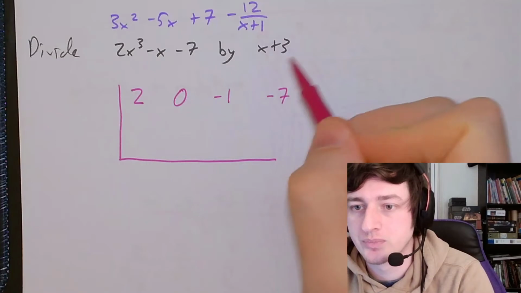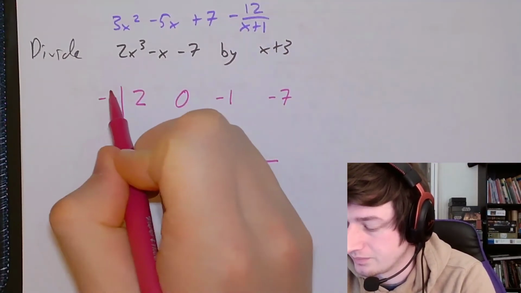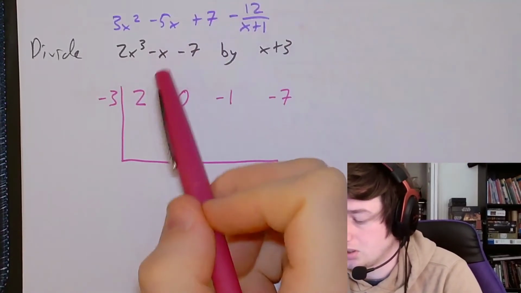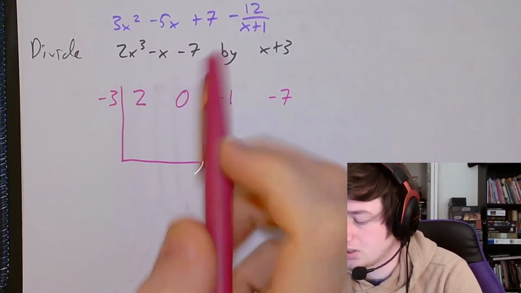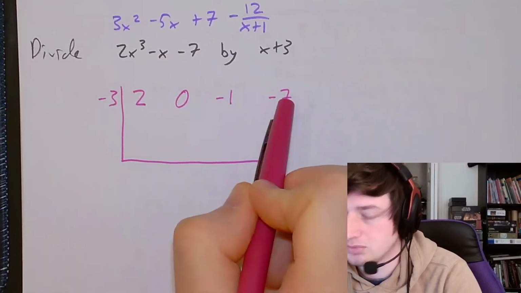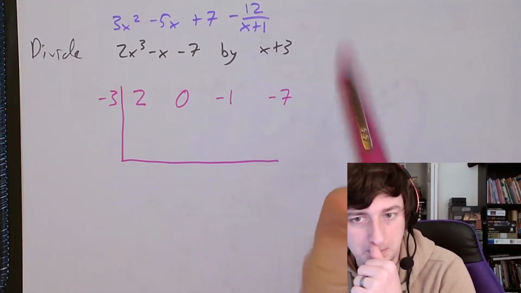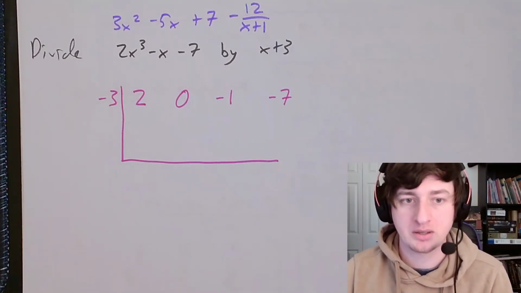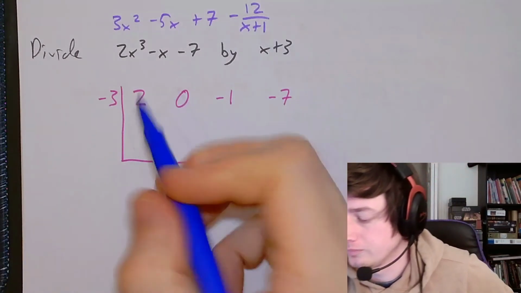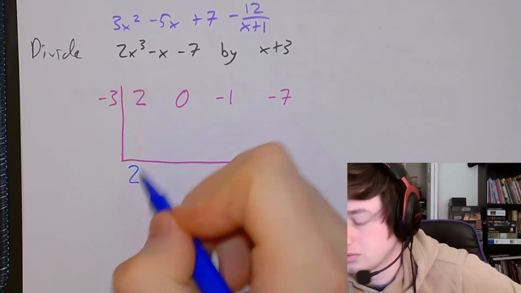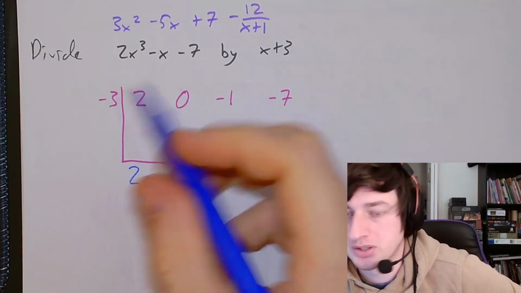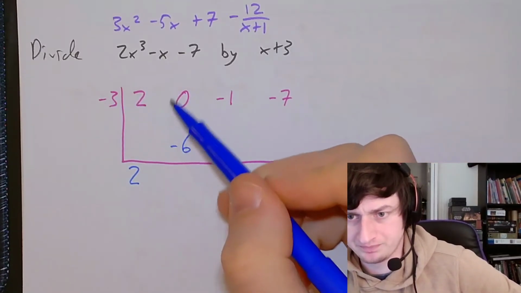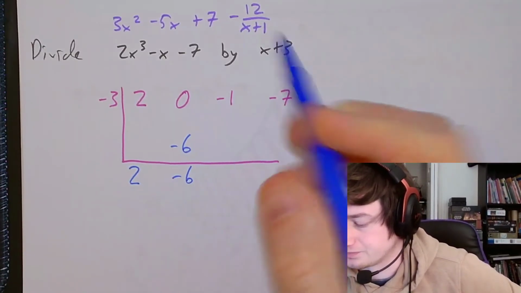And then we need a -3. -3 is the thing we're multiplying, so the opposite of this. So we've got x cubed, x squared, x, no x. And so now we just add down and multiply diagonally. So 2 here, 2 times negative 3, sorry, add down, we get negative 6.